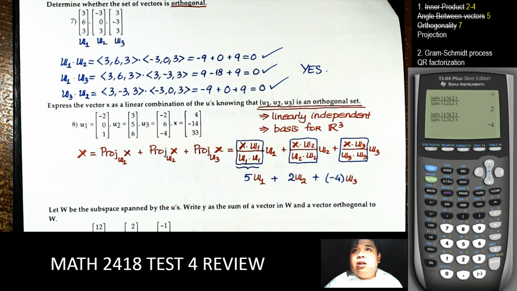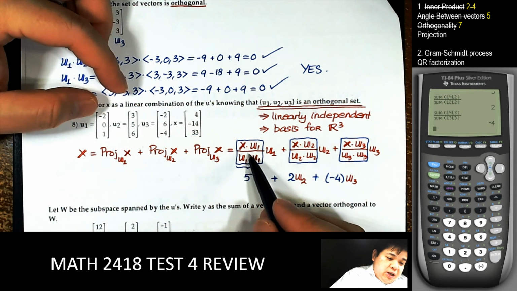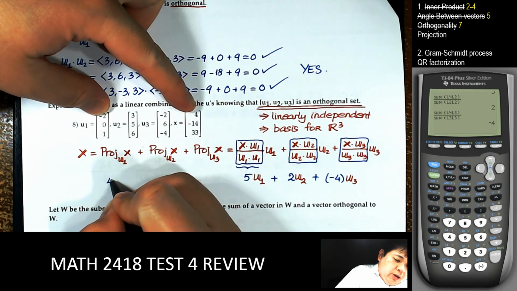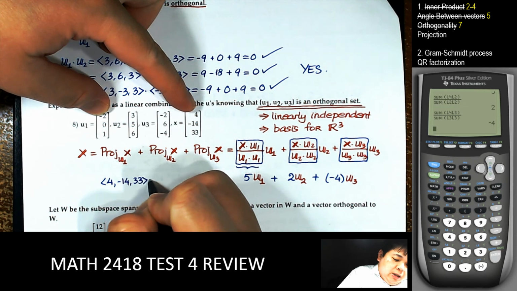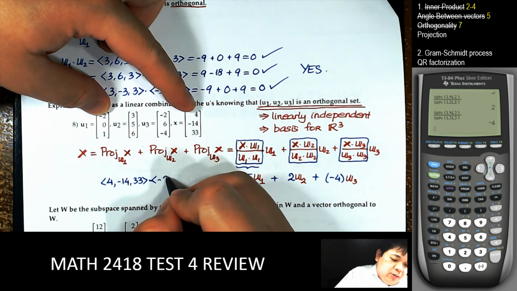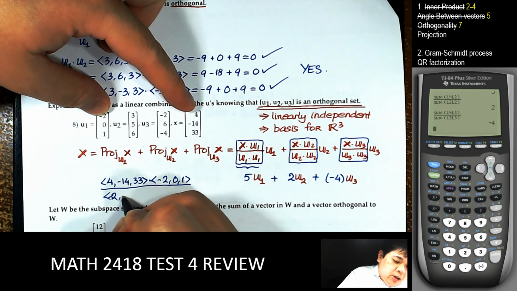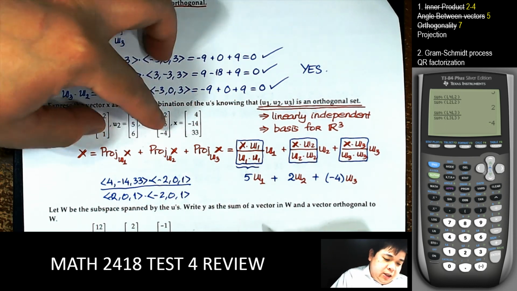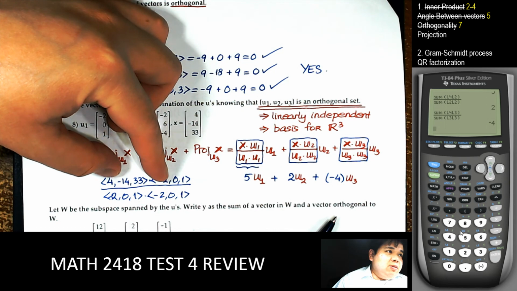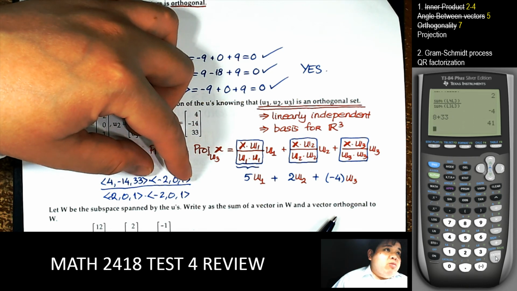I just want to do one problem by hand to confirm the calculation is actually that. Let's put that here. Alright, so let's just do this. So x is 4, negative 14, 33, dotted with u1, negative 2, 0, and 1, over negative 2, 0, and 1 dotted with negative 2, 0, and 1. So 8 plus 0 plus 33, so that is 41.